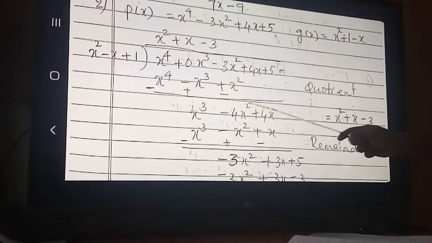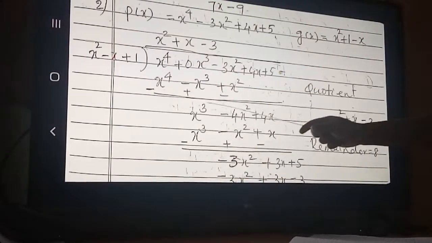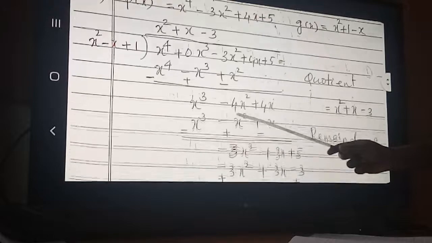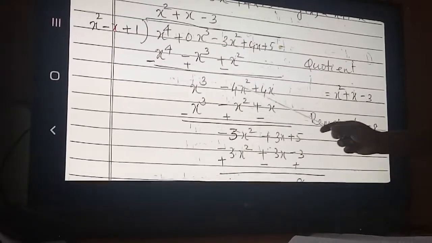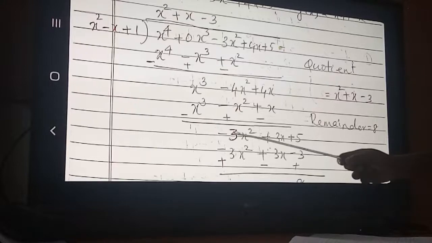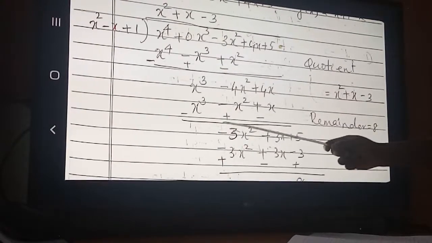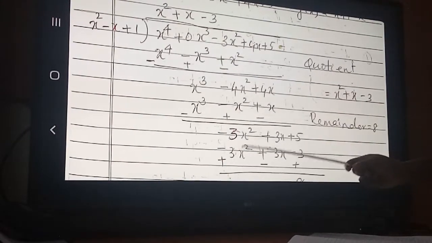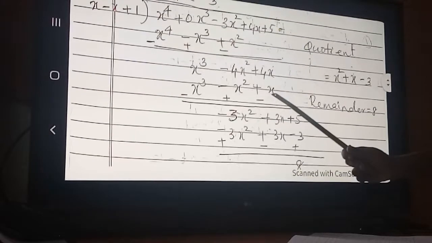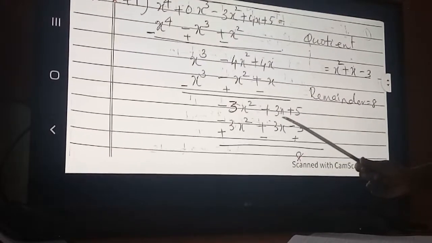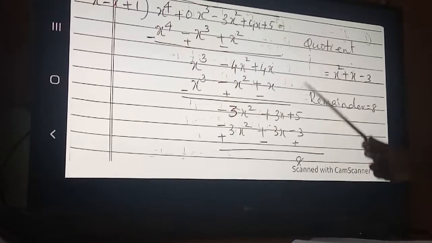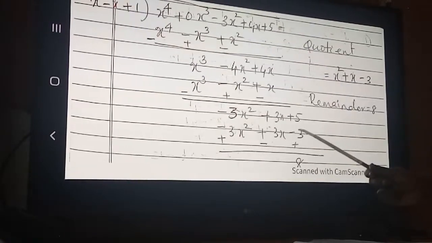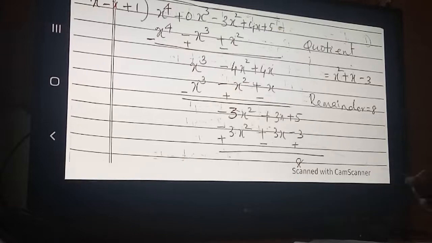So next, minus 4x. x cube minus x cube cancelling. Minus 4x square plus x square, minus 3x square. Take the difference and put the sign of the largest number. So minus 4 plus 1, so minus 3x square coming. 4x minus x, so 3x coming. Okay. And now again what will we do? Bring down the next term, the last term. 5 bring down, because I told you already the reason.